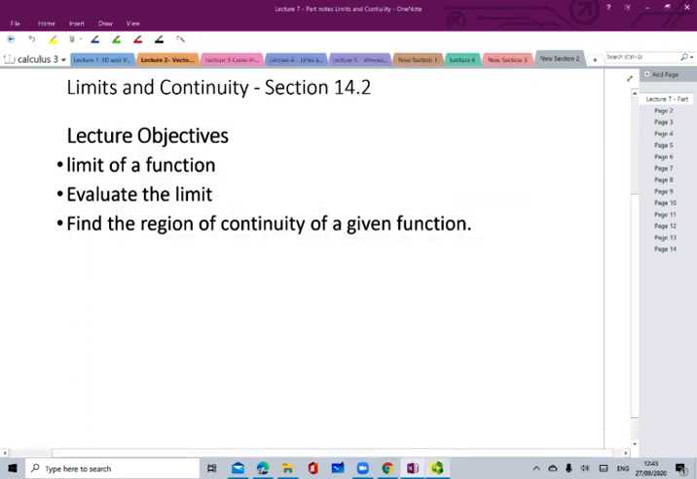Hello, in this lecture we want to talk about limits and continuity. You'll find this in section 14.2 in your textbook. From the title, we're going to talk about the limit of a function and the continuity, the region at which the function is continuous. So now we're dealing with functions of more than one variable, like we discussed last lecture.